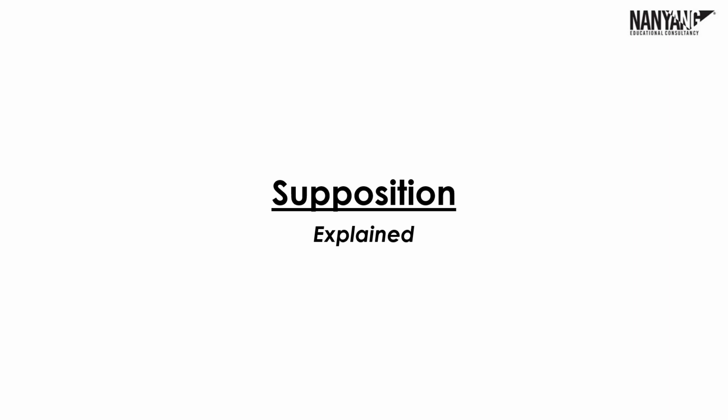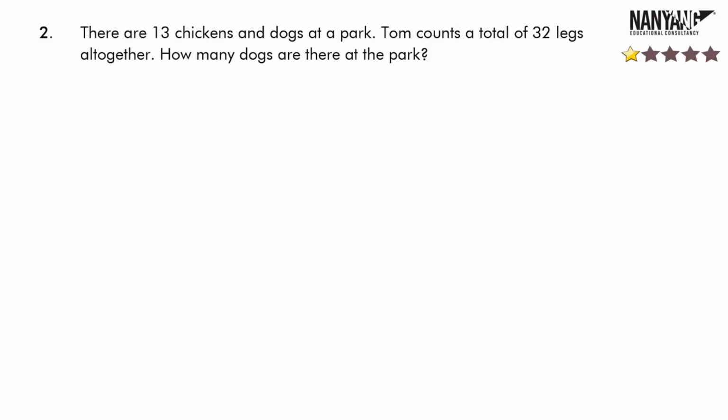Now that we have learned how to do the questions, let's attempt another one. So there are 13 chickens and dogs at a park. Tom counts a total of 32 legs altogether. How many dogs were there at the park? Feel free to pause the video and attempt the question. You can resume once you're ready.